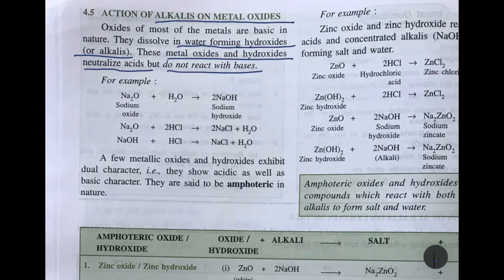Okay, for example, sodium oxide reacts with water to form sodium hydroxide. Sodium oxide reacts with hydrochloric acid to give sodium chloride and water. Sodium hydroxide reacts with hydrochloric acid to give sodium chloride and water. A few metallic oxides and hydroxides show double character. That is, they show acidic as well as basic character. So they are known to be amphoteric in nature.